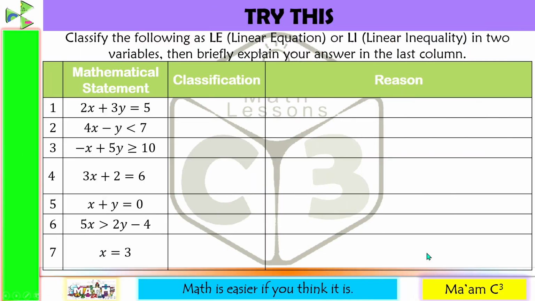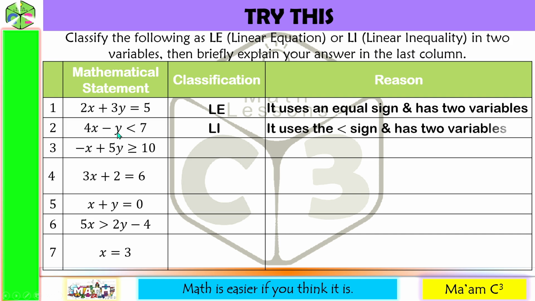Let us try this. Classify the following as LE, linear equation, or LI, linear inequality, in two variables, then briefly explain your answer in the last column. Number 1, this is LE, linear equation. What's the reason? It uses an equal sign and it has two variables. Number 2, this is LI. Why? Because it uses the less than symbol and it also has two variables.